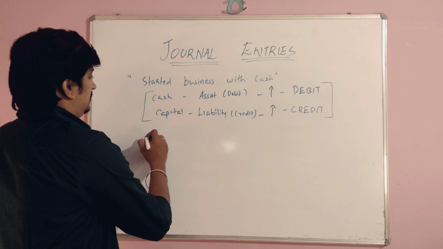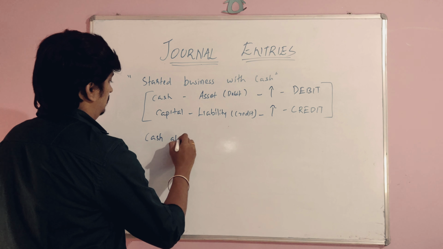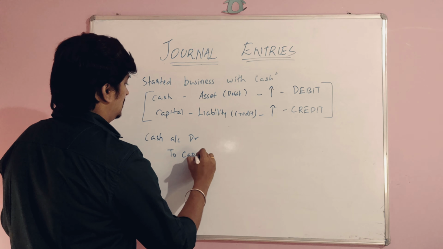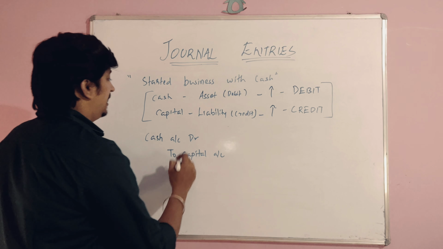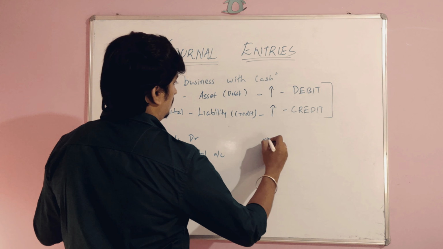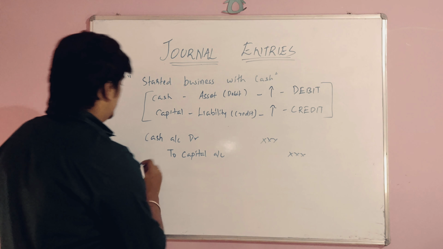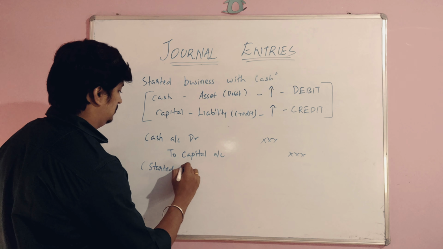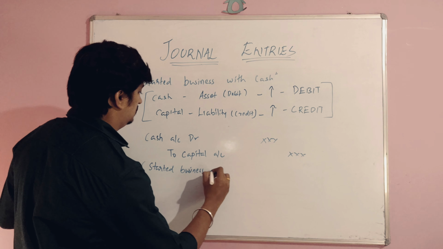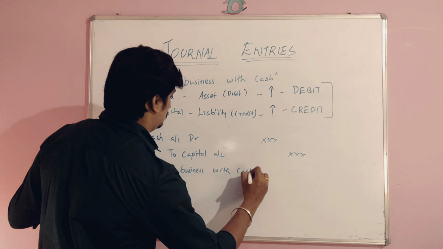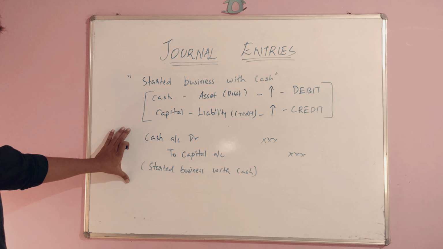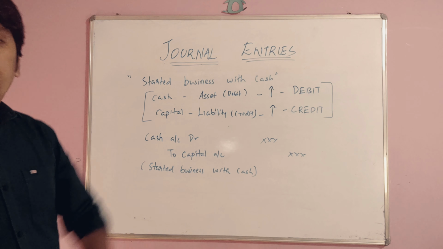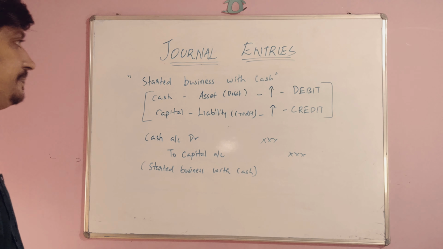So now the journal entry is: write the debit account first, then in the next line write the credit account. Narration, you just rewrite the transaction. That's it. This is what a final journal entry is. Cash account debited and capital account credited, and narration, started business with the cash.